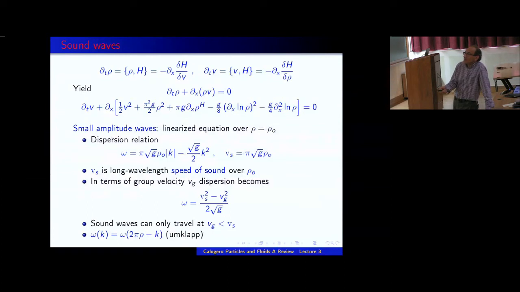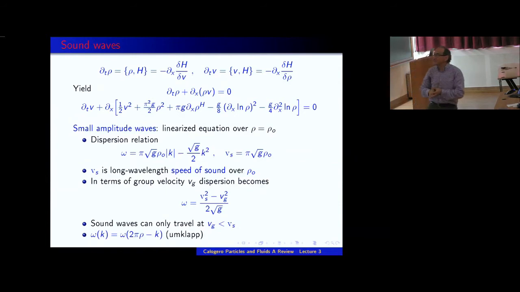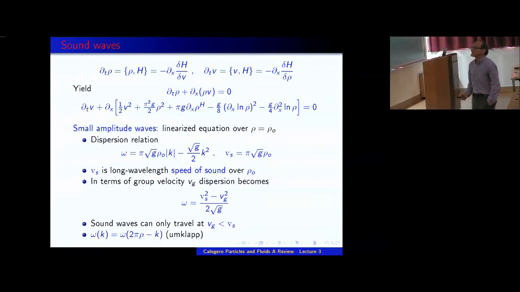Also, I noticed that this expression for omega has the property that the value for k and the value for 2 pi rho minus k are the same. This is nothing but Umklapp, because when k becomes of the order of pi rho, that means that the wavelength of this excitation is of the order of the distance of the particles. So, of course, such waves are invisible, and it's like going back to 0.